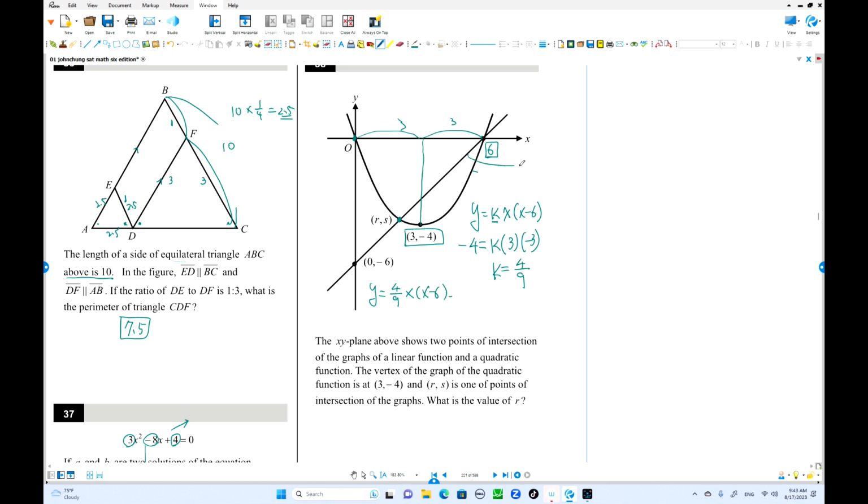What is the equation of this line? We already got the 6 and negative 6 over here. The equation of this is y equals what? 6 over 6, the slope is 1 and the y-intercept is negative 6. So y equals x minus 6 is the equation of this line. You have to solve this to find the intersection. Now let's find 4 over 9 x times (x minus 6) equals x minus 6.